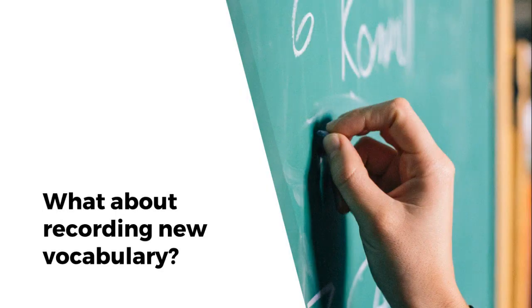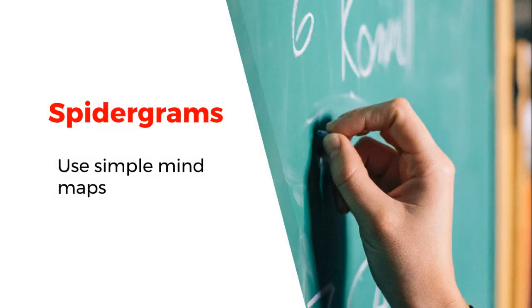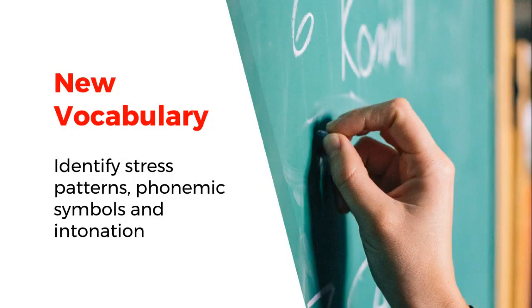Recording new vocabulary. Again, the board is fantastic for doing that. So you can use spidergrams, where you draw a circle in the middle with lines coming out, and you can add the words to the end of each line. It's kind of a mind map, a very simple mind map.